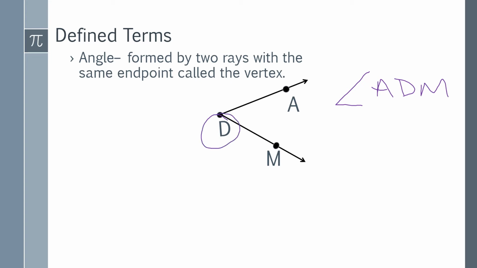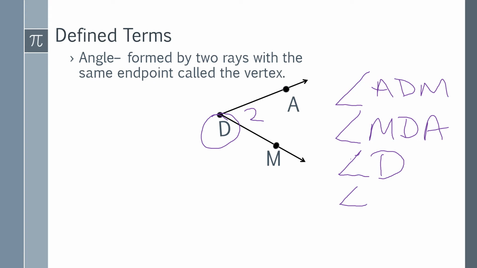The vertex, which is point D, is in the middle. We could also name it angle M, D, A. Here again, the vertex is in the middle. We could also name it by its vertex, which is angle D. But there's a 4th way. If there's a number inside of the angle, we could also call this angle 2.